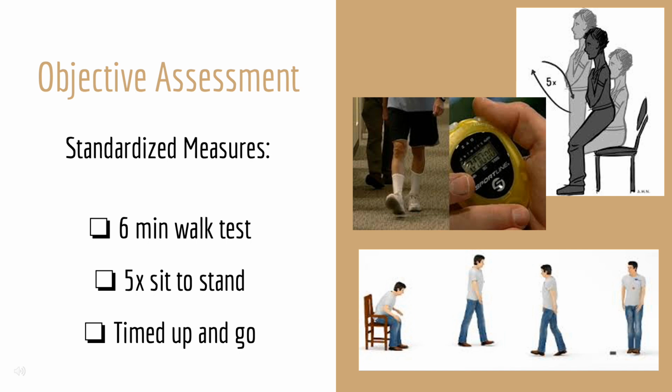Some objective assessments that should be done before starting therapy would be the 6-minute walk test, 5 times sit to stand, and the timed up and go. These 3 assessments will be important to record numbers so that you have a baseline to compare to throughout and after therapy to track the progress.